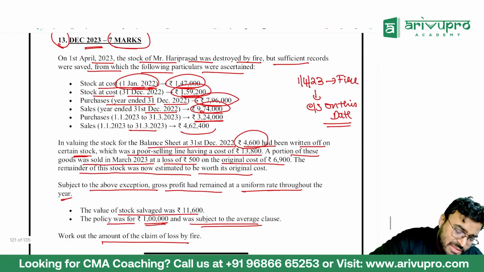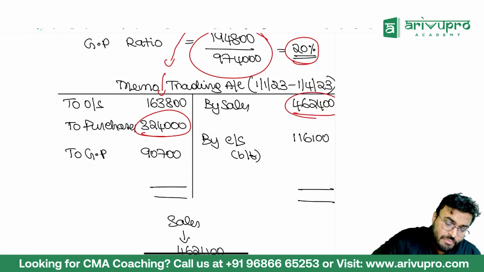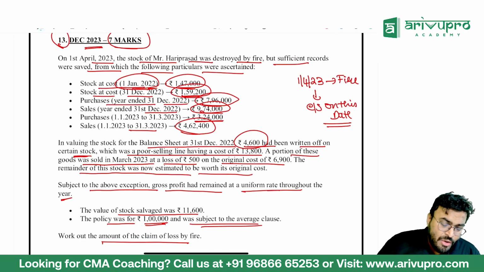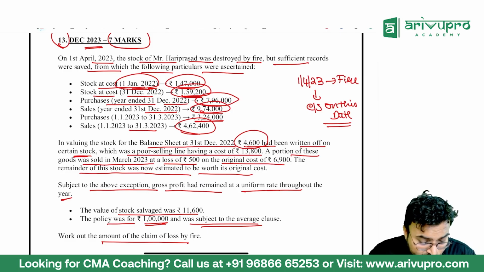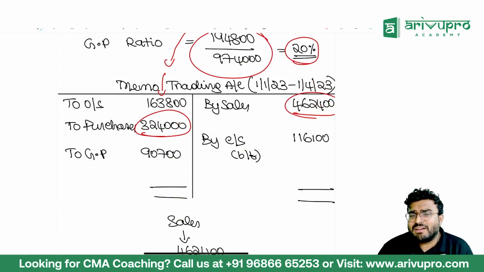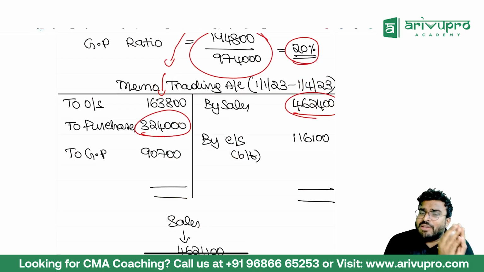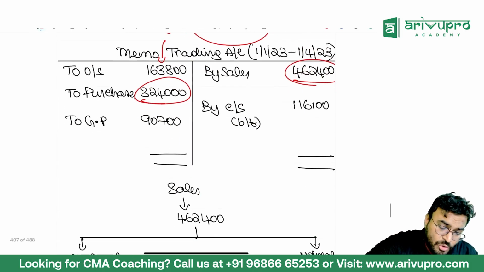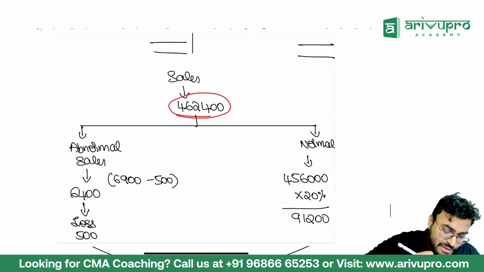Then what is the sales? 4,62,400. Then what you're going to do is compute the gross profit, but we can't compute gross profit directly. Directly we can't put 20%. You know why? Because some of the goods were sold at a loss, everything else was sold at profit. So our total sale is 4,62,400.